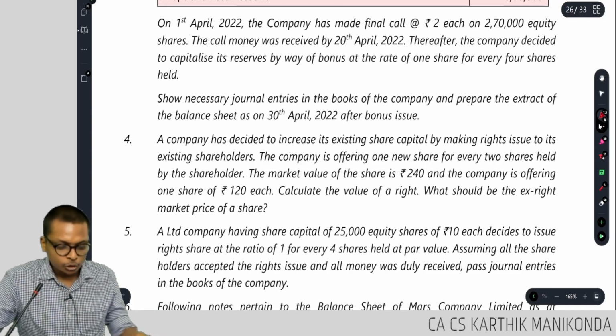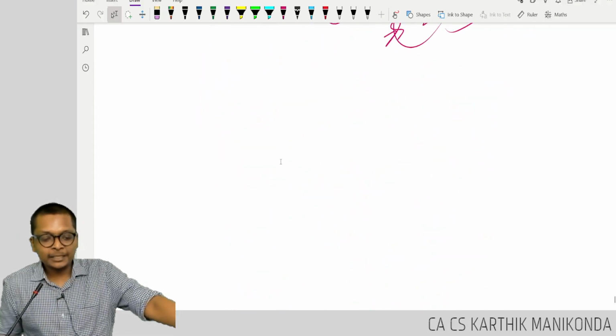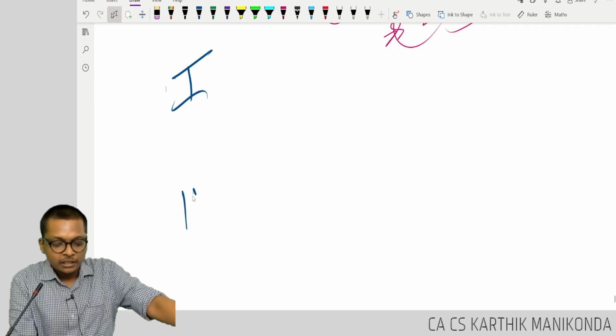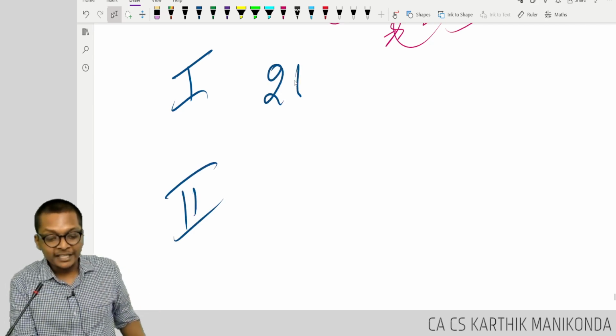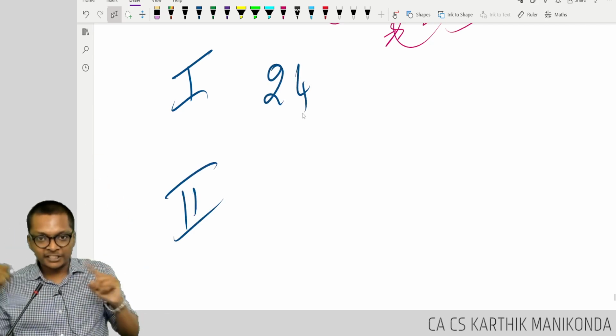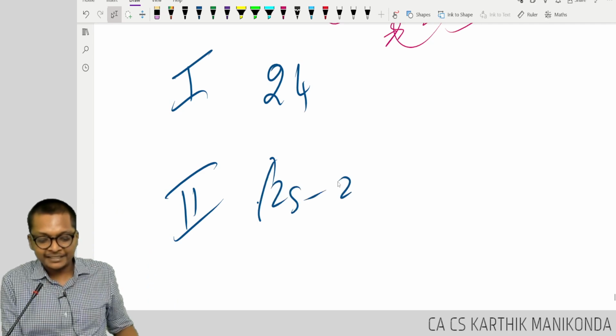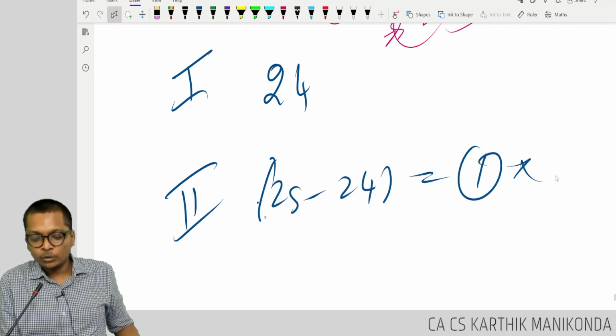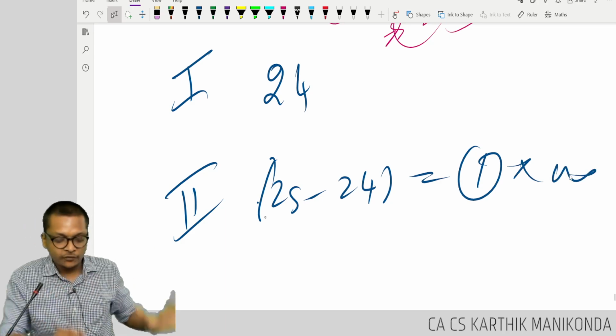In exam, you have to do 2 things, guys. Very simple. In exam, what you have to do, I'll give you context. First, you find that 24 in our example, applying the equation. Next, you do 25 minus 24 value into number of shares. That's it. That's all for exam.